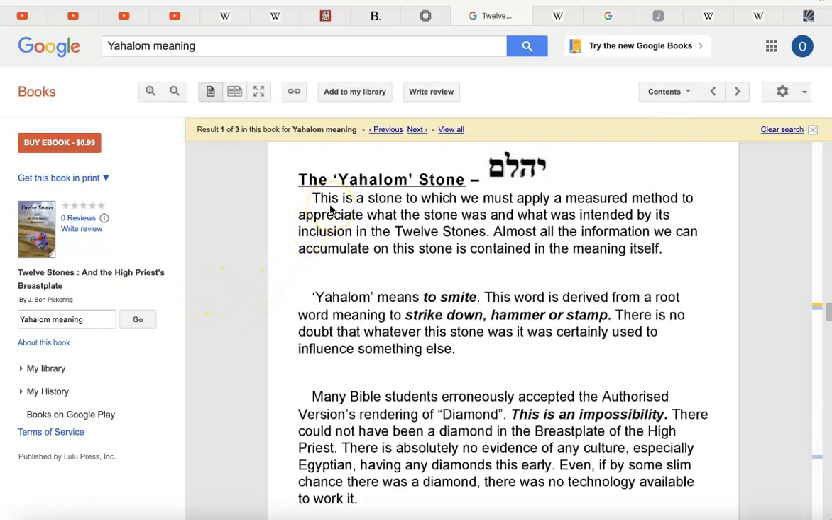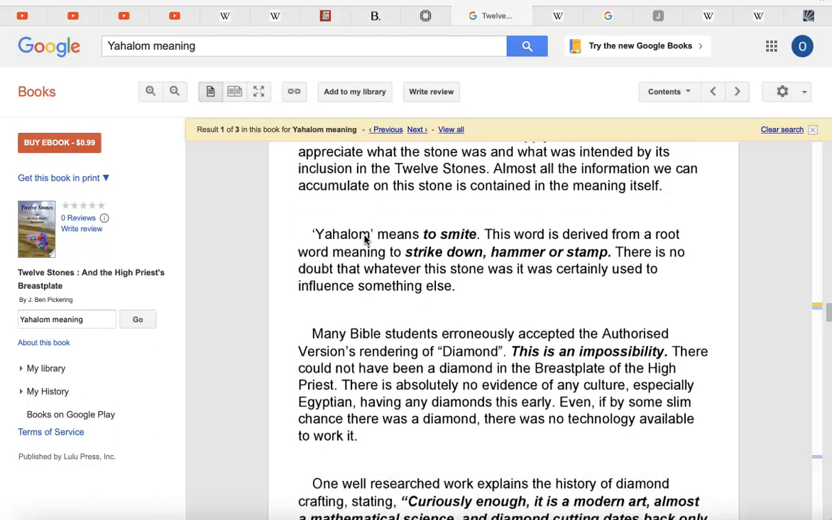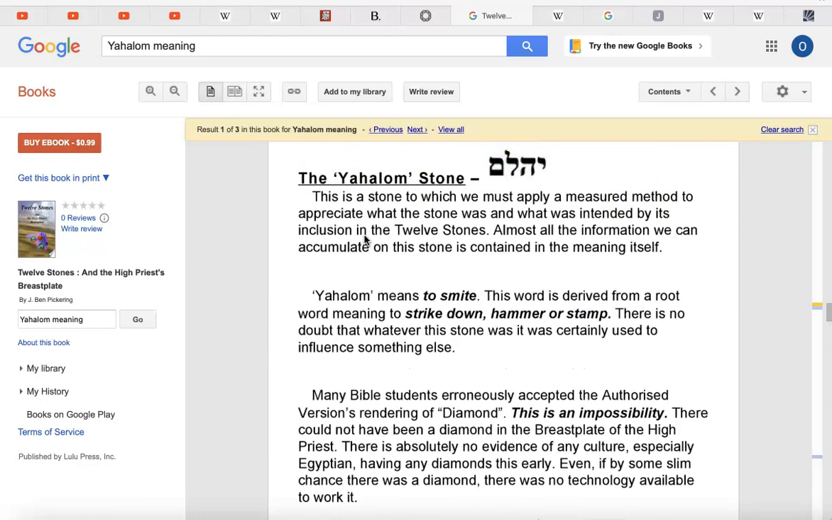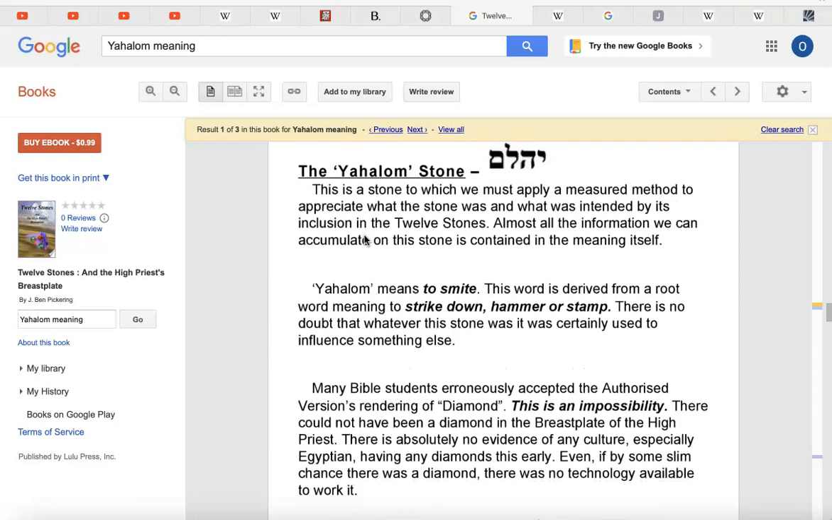So the Yahalom stone, and you say, Yahalom just means diamond, and that's that. No, not quite. I'll read this. It's not very long, so I'll read it to you. And maybe you can already see where I'm going with this. Maybe not, but I'll keep going just for those of you who can't see where I'm going with this, because I couldn't see where I was going with this when I was doing it.